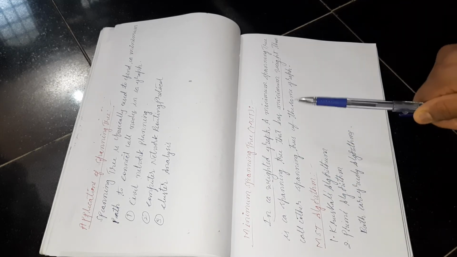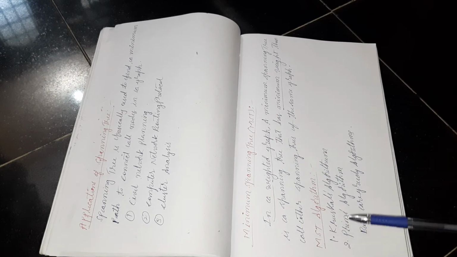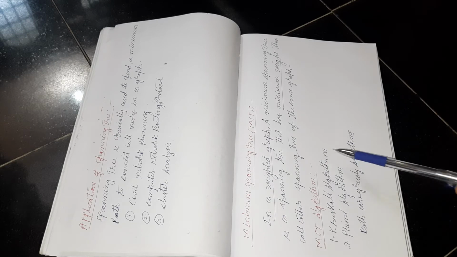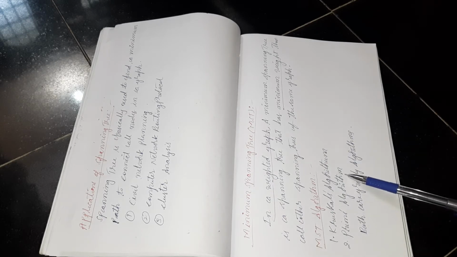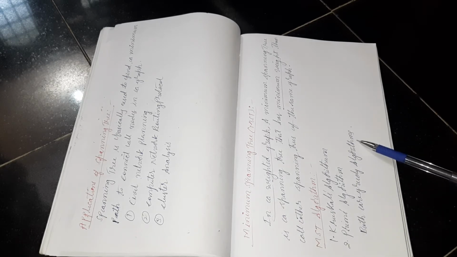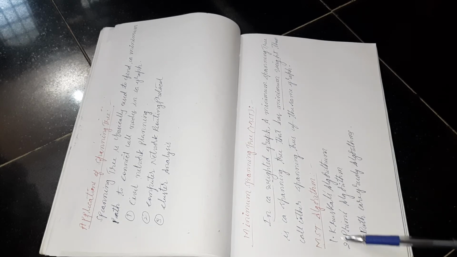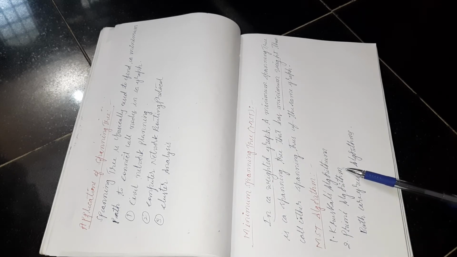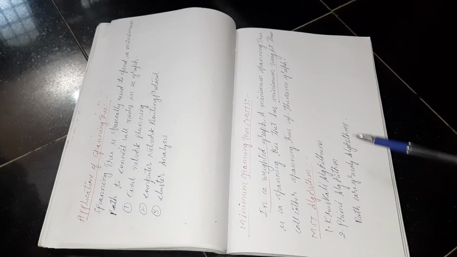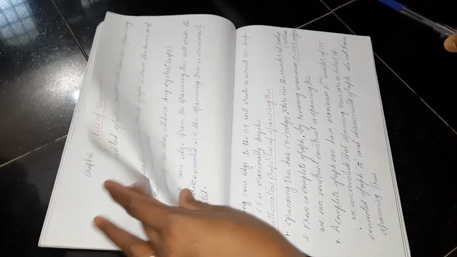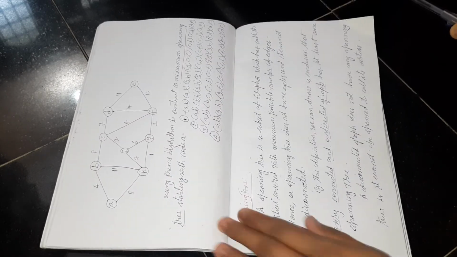Okay, we have two types of minimum spanning tree algorithms. One is Kruskal's algorithm, the second one is Prim's algorithm. Both are greedy algorithms. In our exam, the question is asked based on Prim's algorithm. Okay, I will explain what Prim's algorithm is.